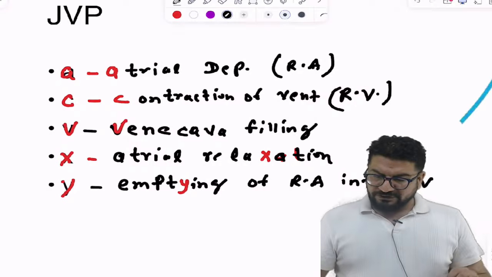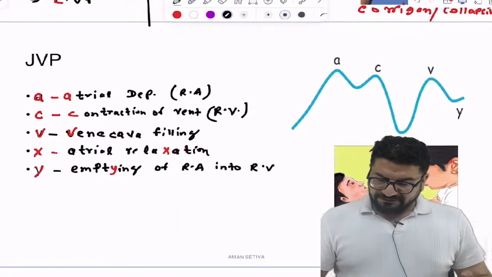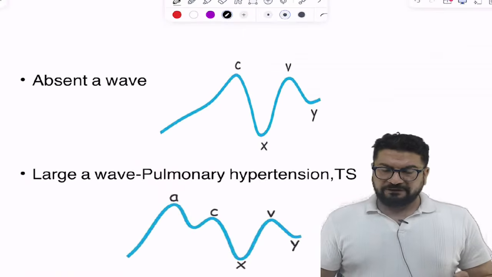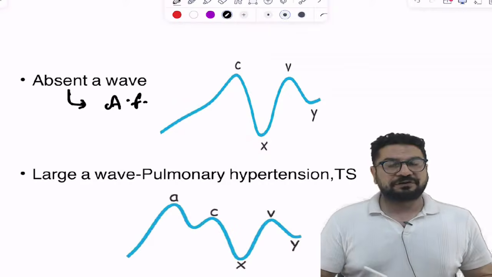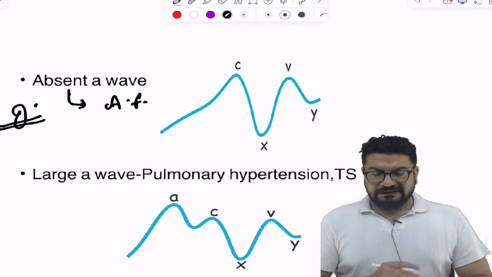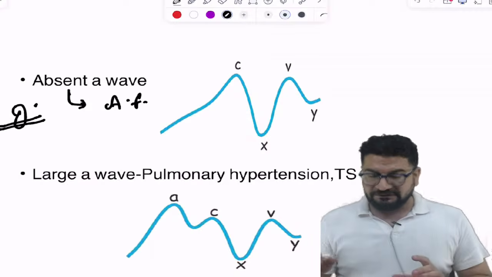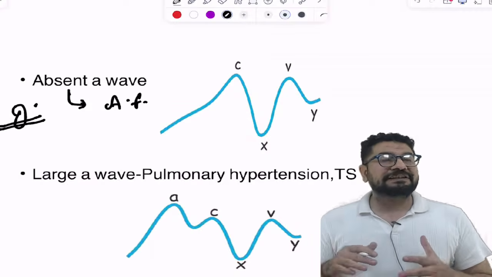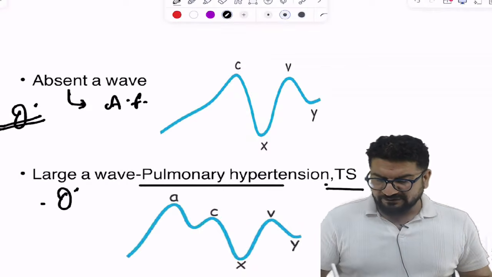So these are the questions which they ask on JVP. Simple question, physiology question. Now sometimes they ask you a medicine question. You can see absent A wave. When A wave is absent, it is a classical feature that we see in patients of AF. Very important. Now let's see large A wave, where you can see whenever right atria is contracting against some stenotic wall, against some resistance. So you can see in pulmonary hypertension, tricuspid stenosis, you will see large A wave.